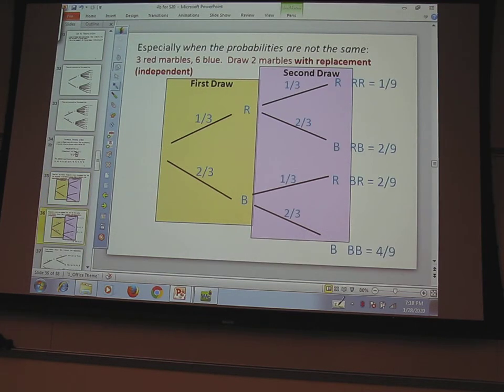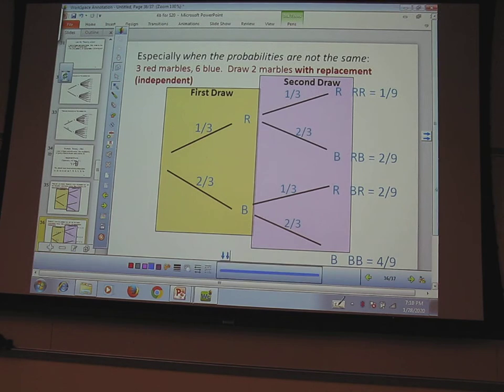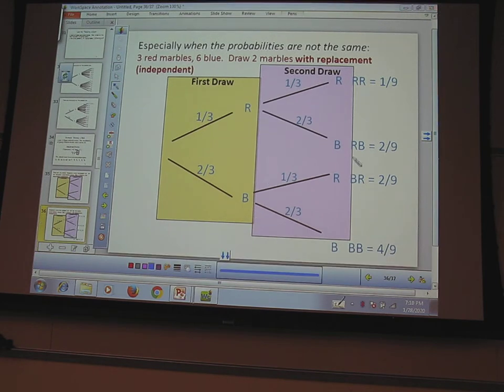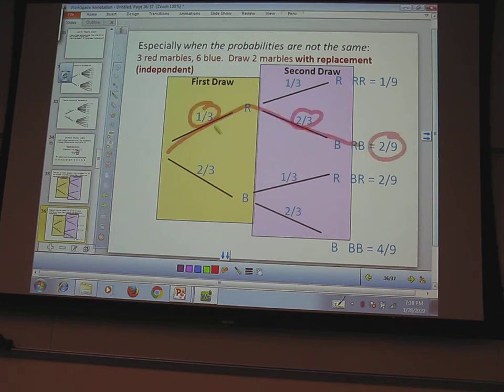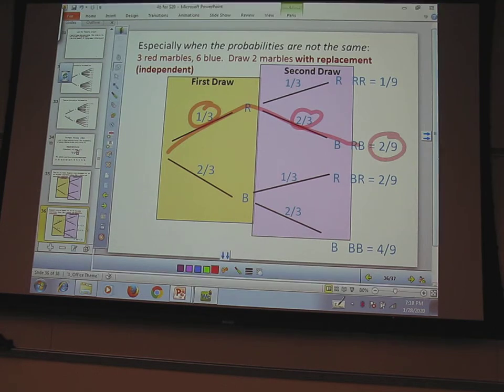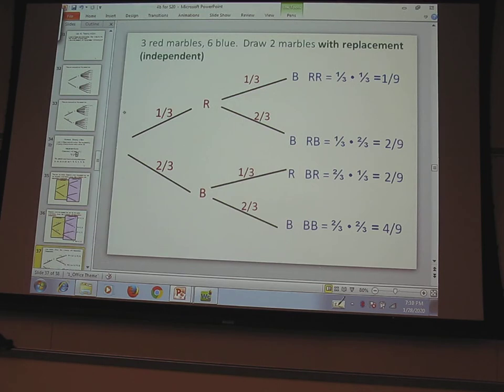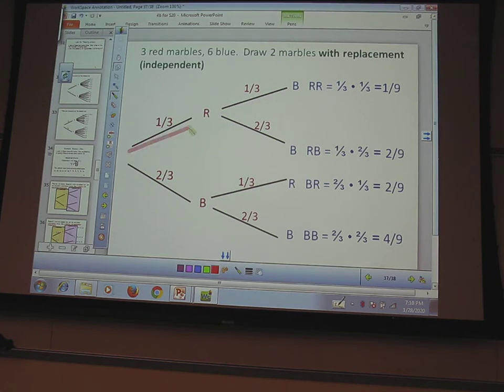And if I want to find the probability that, say, I drew a red first, then a blue, I just multiply along these probabilities. 1/3 times 2/3. 2/9. 2 times 1 is 2, 3 times 3 is 9. And here it is a little bit easier. Just multiply the probabilities as you go through here. 1/3 times 2/3, 2/9. So multiply the numerators, you multiply the denominators.